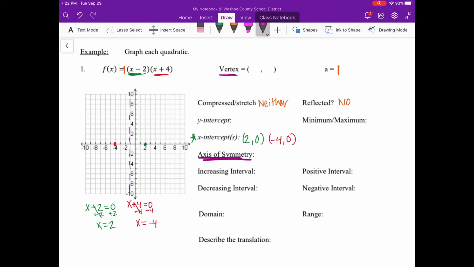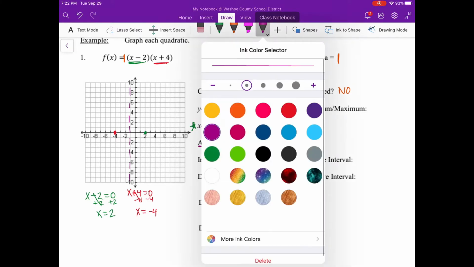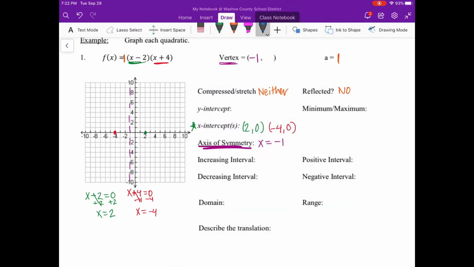And a way that you can check your answer is this axis of symmetry should be equally away, to the right 3 and to the left 3. So my axis of symmetry happens to be at negative 1, which also happens to be my vertex x value. Now I've got to figure out where my y value is going to be. So to do that, you are going to take the x value that you found, and you're going to substitute it back into your original function.